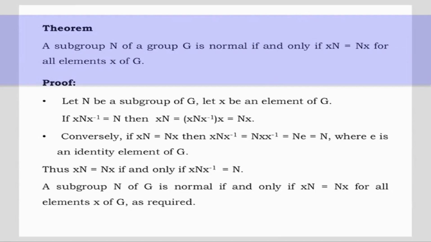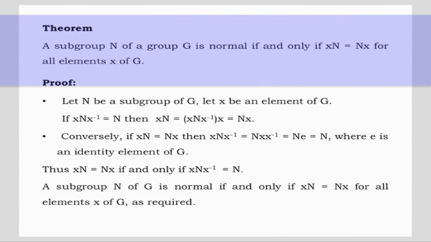Theorem: a subgroup N of a group G is normal if and only if xN is equal to Nx for all elements x of G. Proof: let N be a subgroup of G, let x be an element of G. If xNx^{-1} is equal to N, then xN is equal to xNx^{-1} times x, which is equal to Nx. Conversely, if xN is equal to Nx, then xNx^{-1} is equal to Nxx^{-1}. This is equal to Ne equal to N, where e is the identity element of G. Thus, xN is equal to Nx if and only if xNx^{-1} is equal to N. A subgroup N of G is normal if and only if xN is equal to Nx for all elements x of G, as required.